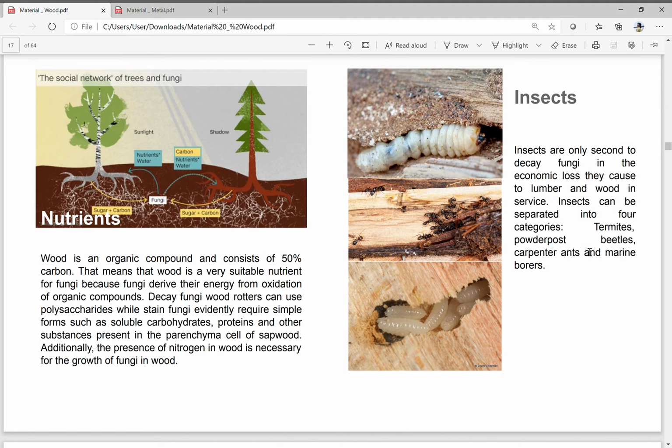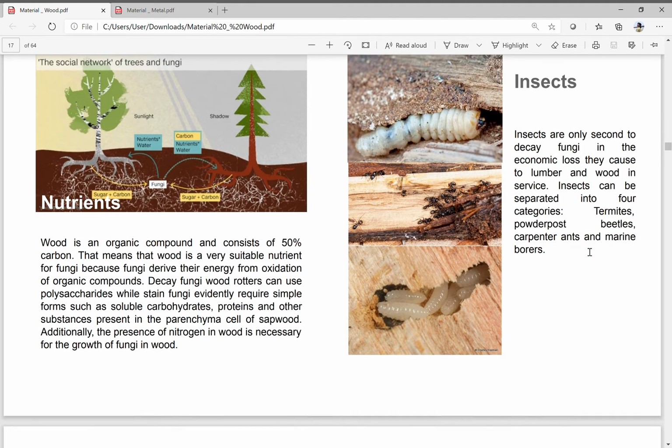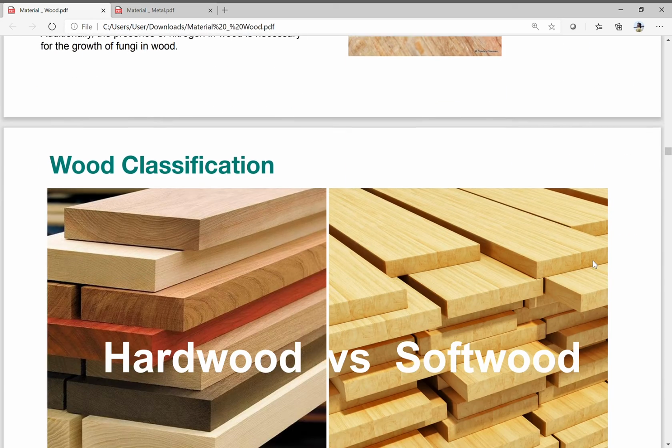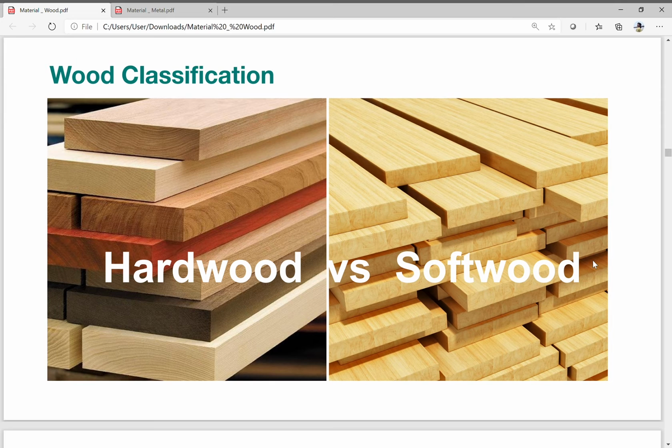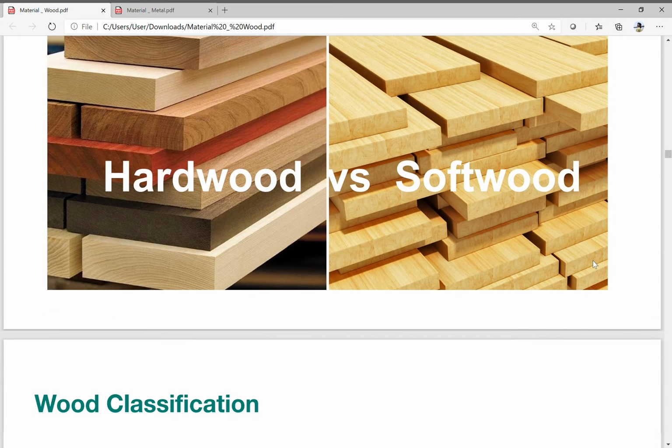So you have your insects. You have your wood boring insects, your beetles, your carpenter ants, and marine borers. So for wood classification, based on our assignment that you have been assigned with different kinds of wood, you have your Philippine, your local, and then your imported wood. So we're gonna discuss briefly.